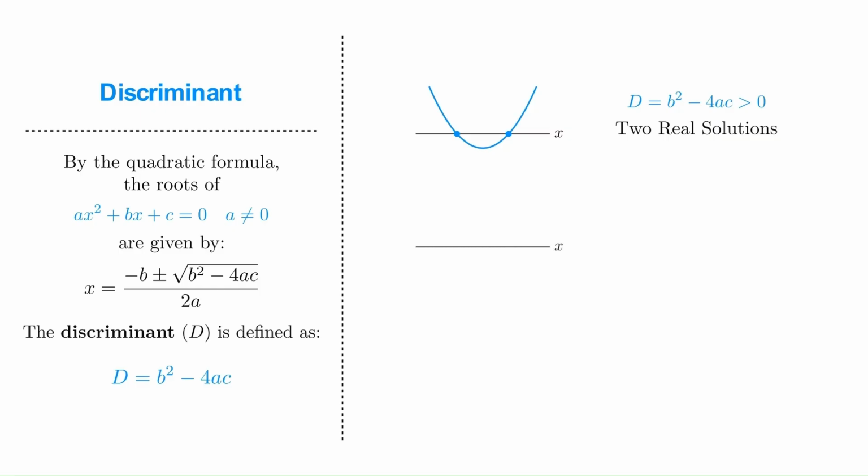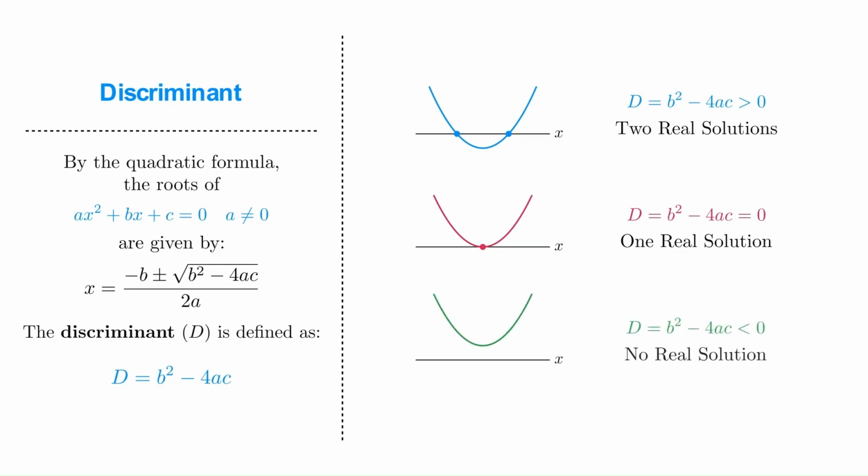Second, if the discriminant is exactly equal to 0, there is only one real solution. In this case, the vertex of the parabola lies directly on the x-axis, touching it at just 1 point. Finally, if the discriminant is less than 0, the equation has no real solutions because you cannot take the real square root of a negative number. Graphically, the parabola does not intersect the x-axis at all.